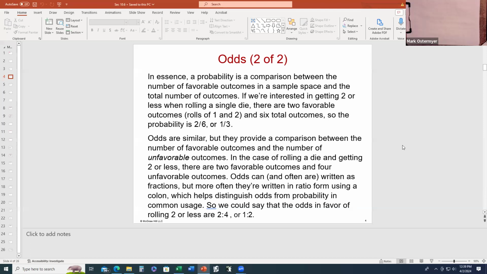Okay. So what would be the odds against rolling two or less on a die? Well, that would be 4/2 odds.